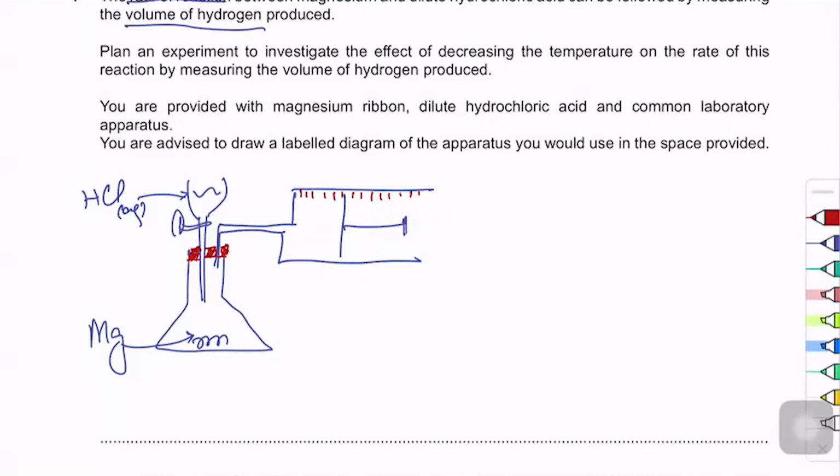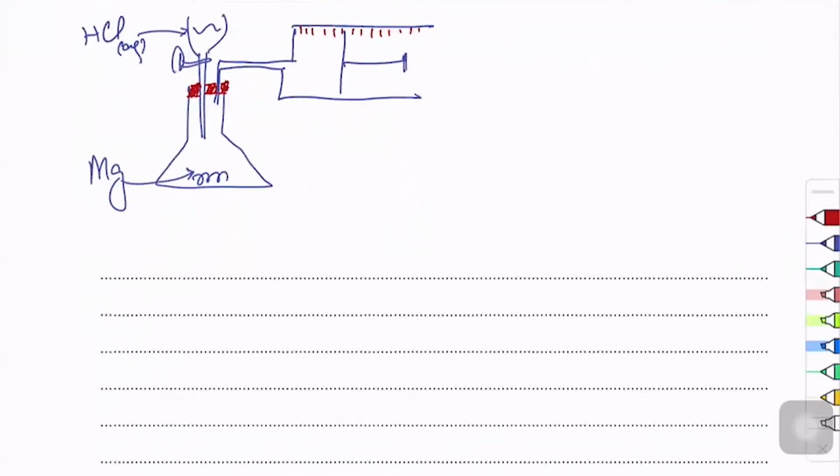All right, so I've drawn a labelled diagram. Always draw a labelled diagram. A diagram without labels is as good as not drawing it. And this one is the gas syringe, to mention that.